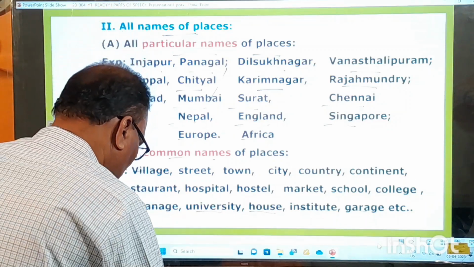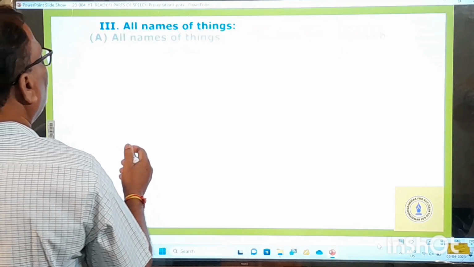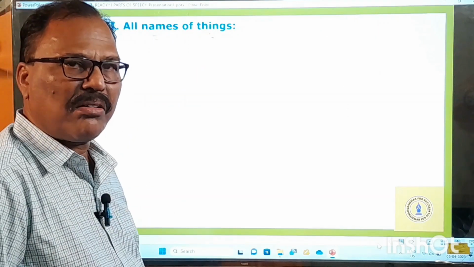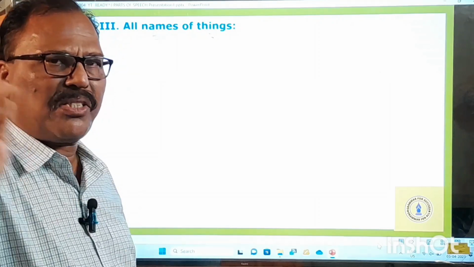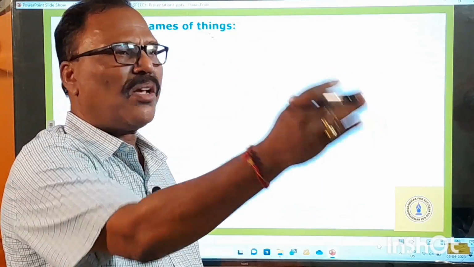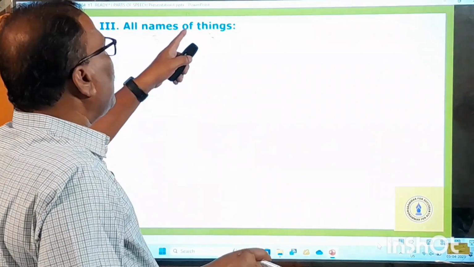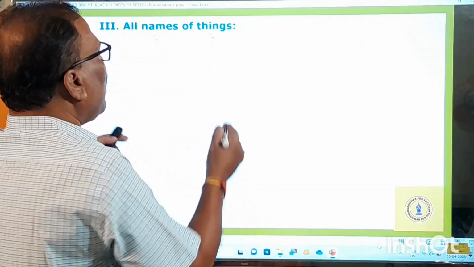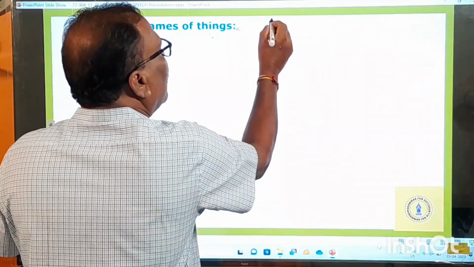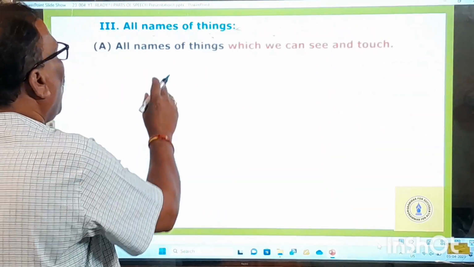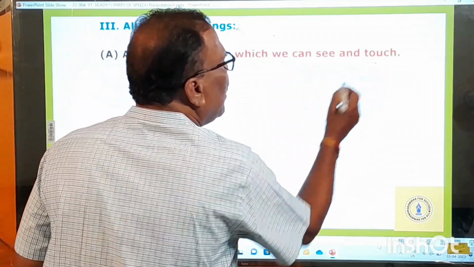And now let's go to the next important point. All names of things are nouns. All names of persons, all names of places, all names of things are nouns. And now we are talking about the names of things. There are two kinds of things. What are they? Let us know about them here. First, all names of things which we can see and touch.